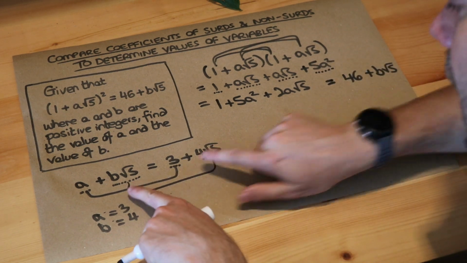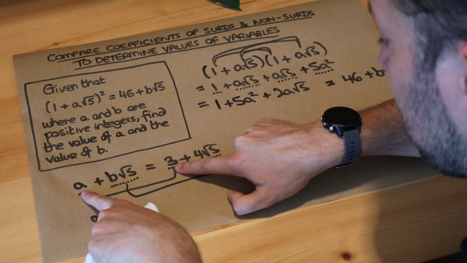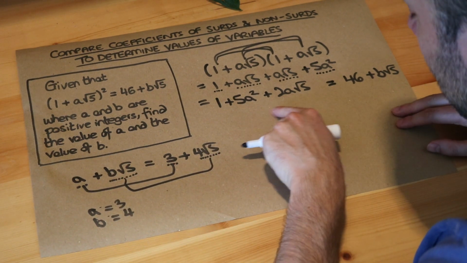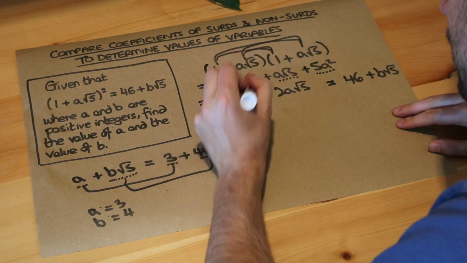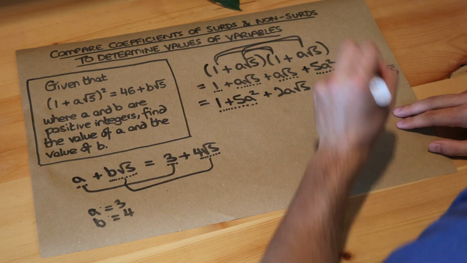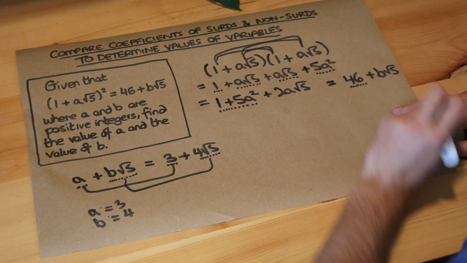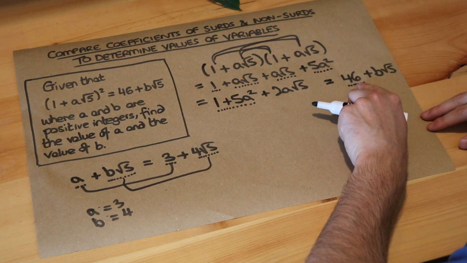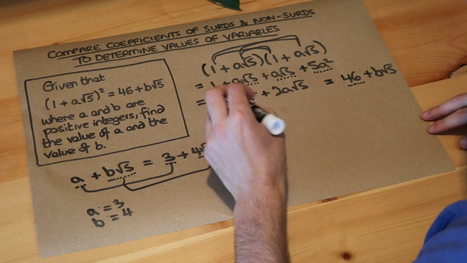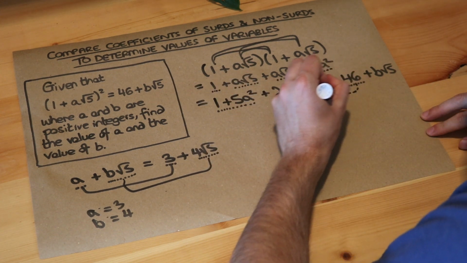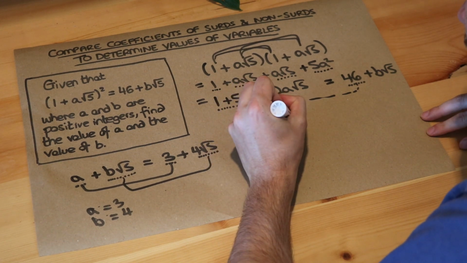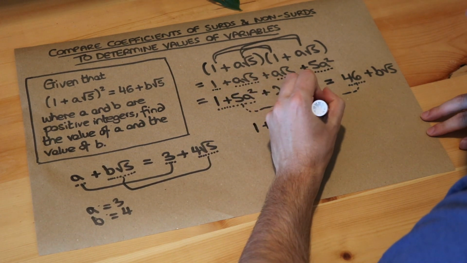Now, as I said over here, the non-surds have to match and the surds have to match. So, on the left-hand side of the equation, what are the non-surds? Well, the 1 plus 5a squared is the non-surd, and the 46 on the right-hand side is the non-surd that doesn't have the root 5 in it. So if we match these, we can say that 1 plus 5a squared is equal to 46.